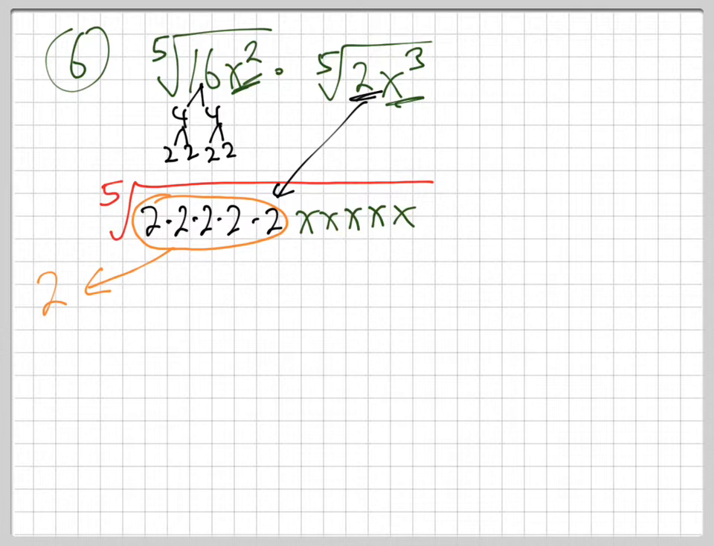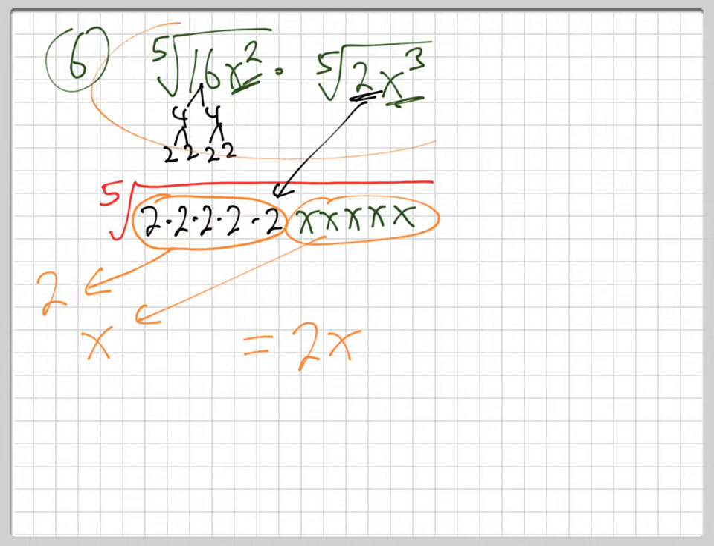1 2 outside, 5 x's inside is 1 x out too. And what's left inside the root? Nothing. So what does it do? It goes away. 2x. It's a fancy way to say 2x. That means all of this is a fancy way of saying 2x. It simplifies that much. Is that good? Yeah.